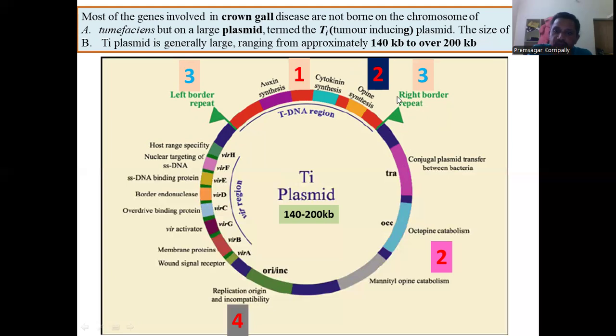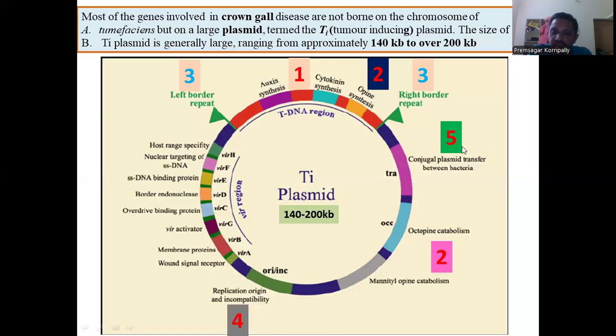If you create mutations in the right border and left border, nicking will still happen in the left border. It is not possible to have a nick in the right border. Hence, for transfer of T-DNA from the TI plasmid into the eukaryotic cell, the right border is very essential.